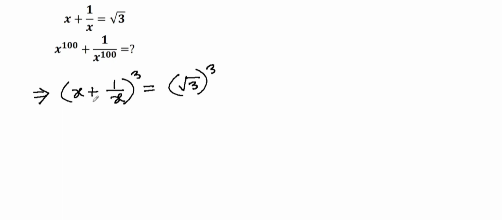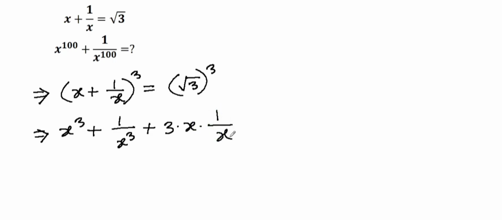Now if we apply the formula (a plus b) cube here, then we'll get x cube plus 1 over x cube plus 3 multiplied by x multiplied by 1 over x times (x plus 1 over x), and from here you will get 3 root 3.